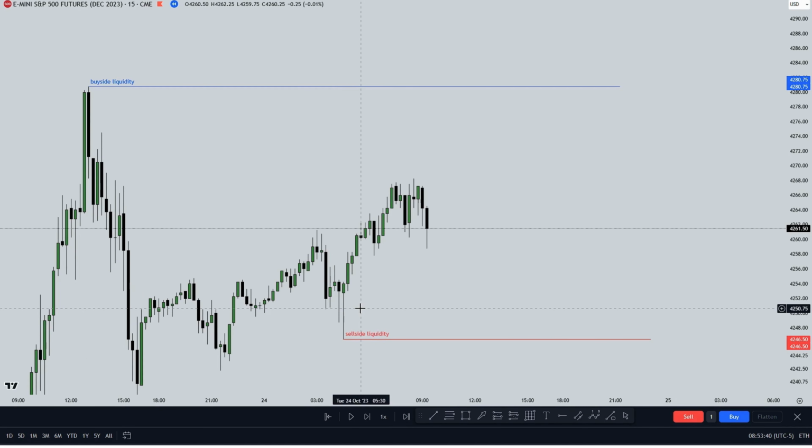For the next example, you want to do the exact same thing as before. Mark out a high and a low. Let's see what happens whenever we take out one of them.